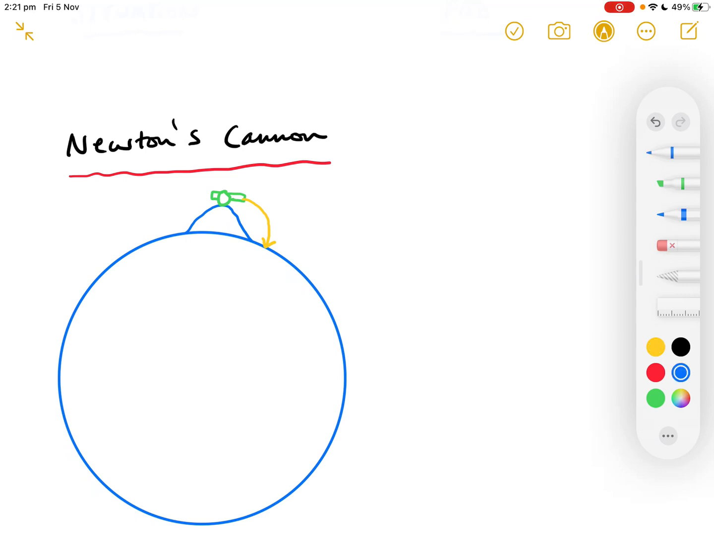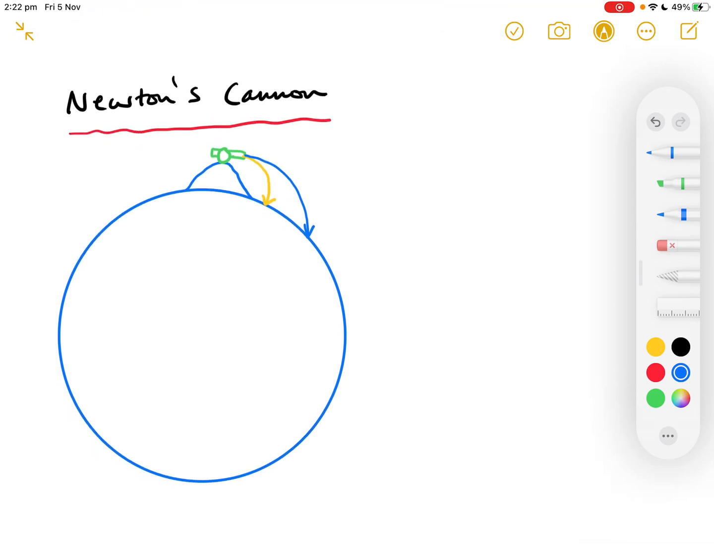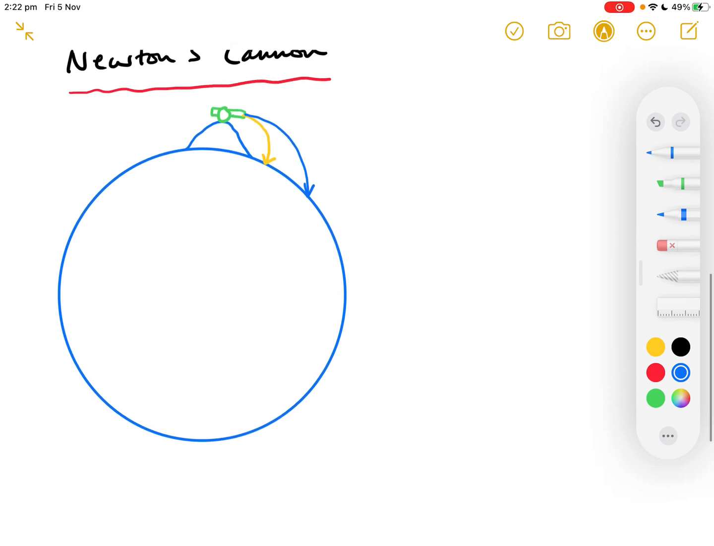Then he imagined that he could fire the cannonball a bit faster. Now the time of flight is exactly the same as before, because that's only determined by the height of release. But because the second projectile is coming out faster, it travels further horizontally in the same time. So it's gone further round the Earth. Notice in both of those projectiles that the Earth is curving away from the projectile, so they travel a bit further than they would had they been on flat ground.